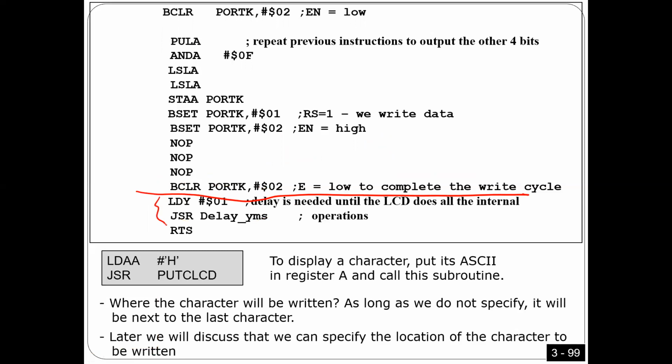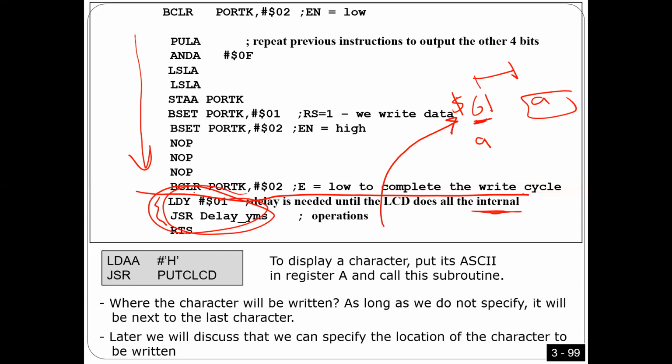What I did here, it should be I'm done. But because the microcontroller is faster than the LCD, once you send 61, which is the ASCII code for letter A, it's going to take some time until you see letter A. That's because of the internal operation of the LCD, which is slower than the microcontroller. So after I sent the data, I'm going to wait some time until the LCD finishes its work, and now you can see A on the LCD.